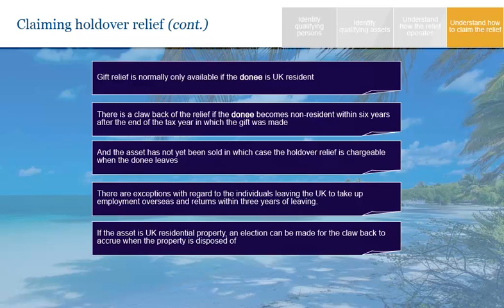That is the reason for the 6-year clawback rule you can see in the middle of this screen. There is a clawback of the holdover relief if the donee becomes non-resident within 6 years after the end of the tax year in which the gift was made, and the asset hasn't been sold yet, in which case the gain would have crystallised. There are some exemptions you can see in the bottom of this screen with regard to leaving to take up employment. I would just add that in the limited case of residential properties, the gain may be deemed to accrue at the time of disposal rather than the time of leaving upon election.